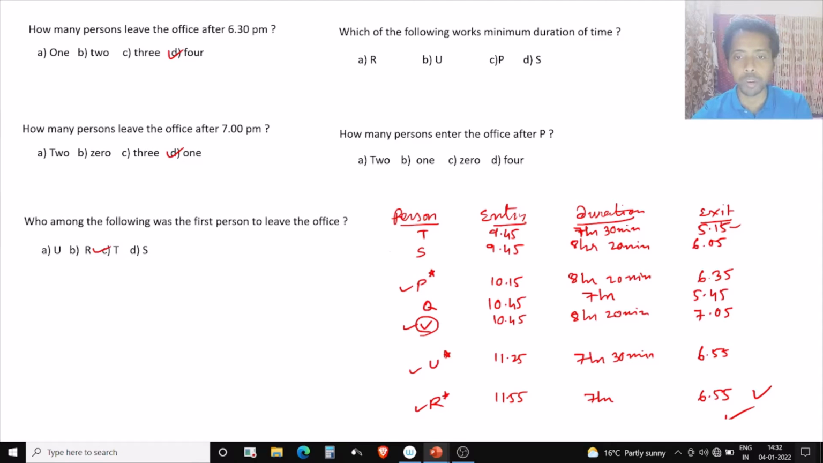Which among the following works minimum duration of time? Minimum duration, that is 7 hours for Q and R, and only one is given, that is R. How many persons enter the office after P? Enter the office after P. 1, 2, 3 and 4. So 4 is the answer.